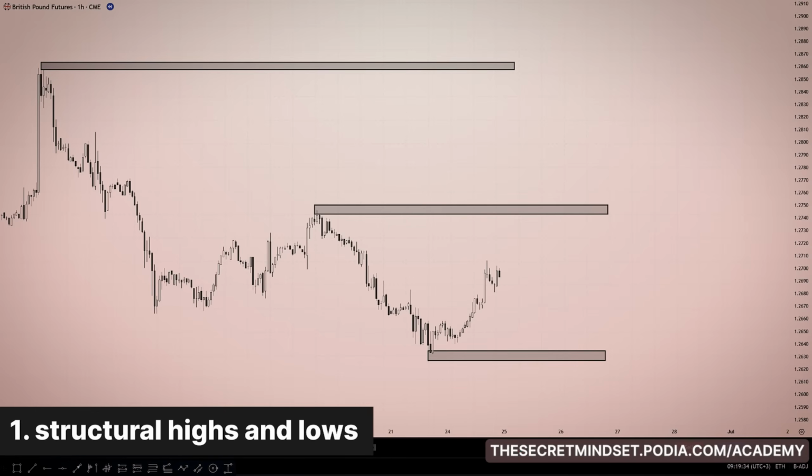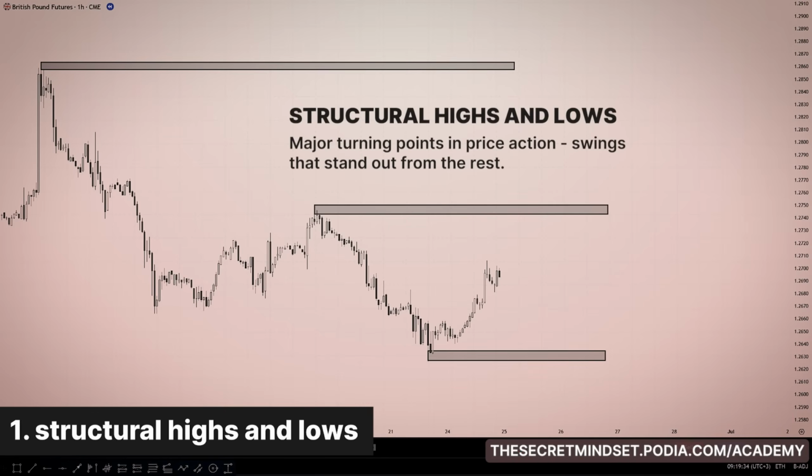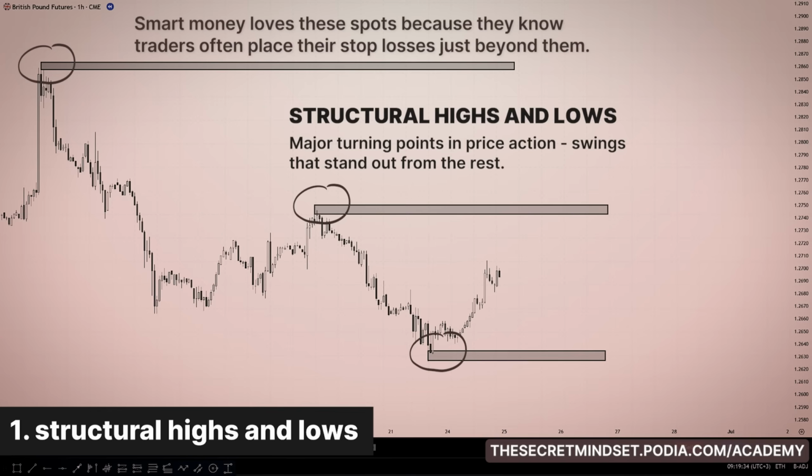First area is around structural highs and lows. These are major turning points in price action, the peaks and valleys you see on a chart that stand out from the rest. Smart money loves these spots because they know traders often place their stop losses just beyond them.